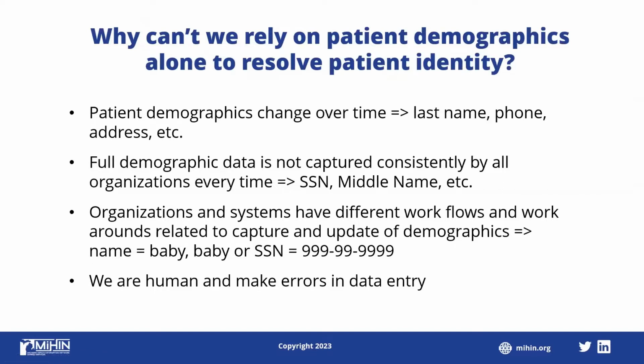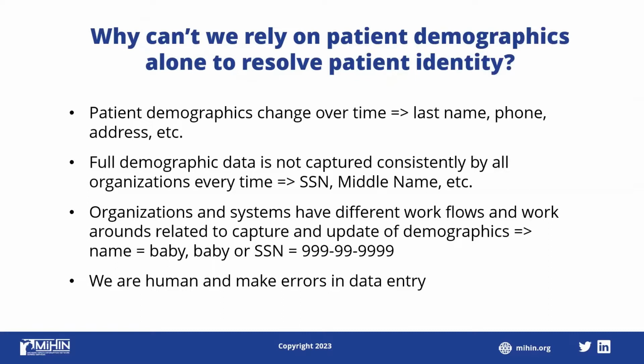So why can't we just use demographics consistently with high confidence to do identity resolution? There tends to be 4 challenges. One is that the demographics will change over time. So last names, phone numbers, addresses, things like that are always changing. So you can't always just match to what's in the eMPI.